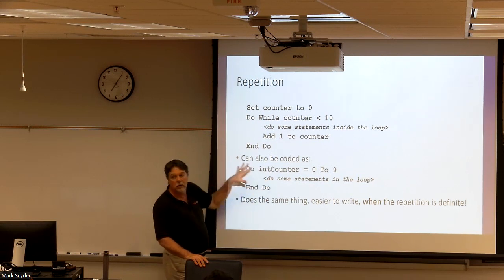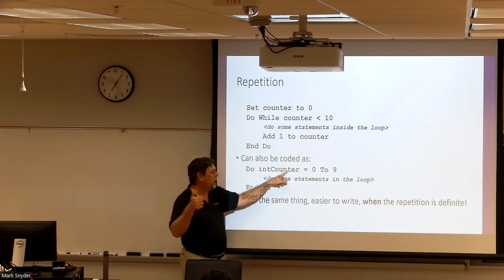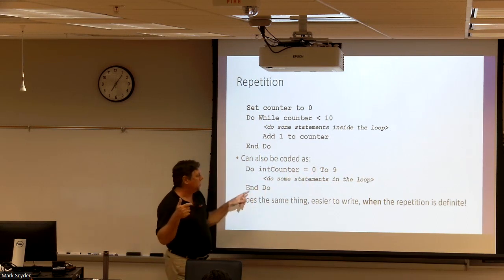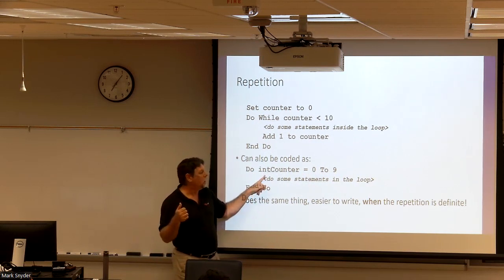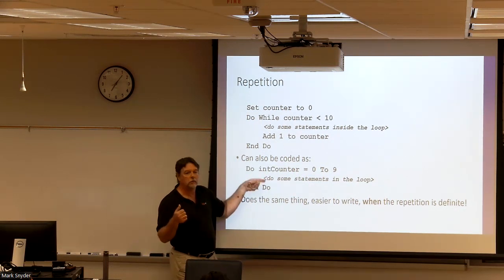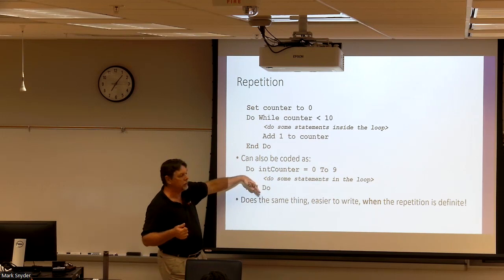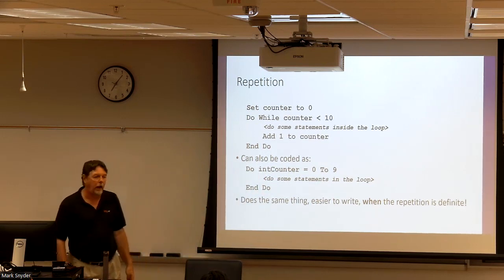Make sense? So this is setting an initial condition, int counter equals 0. It's doing some work. It's adding 1 to the counter every single time. And it's checking the condition to know when to stop looping. All the things that this does are built into this. It's just a more convenient way of writing it.